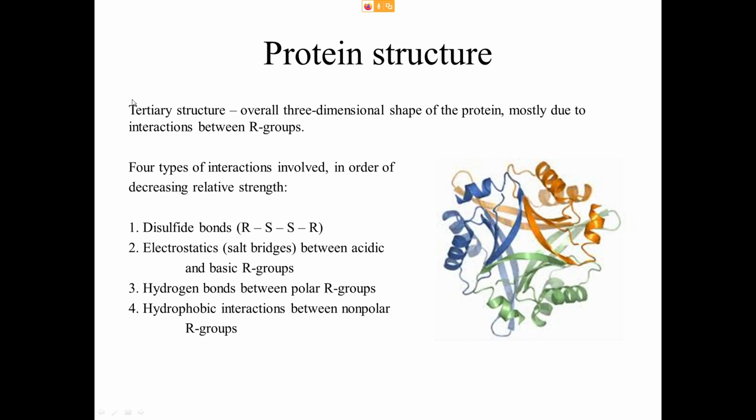And what tertiary means, it's often abbreviated as the 3 with the little degree symbol, called tertiary. Right? It's the overall 3-dimensional shape of the protein. Helps you remember tertiary. Right? So it's as if you can see the entire protein. Well, what shape does it take?